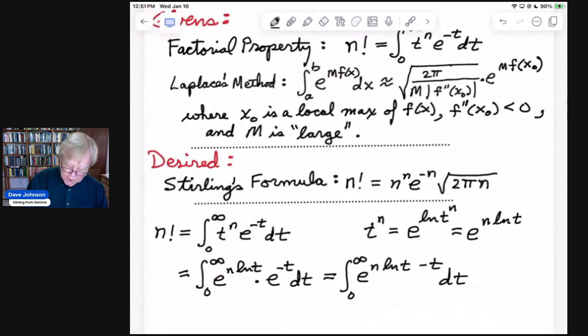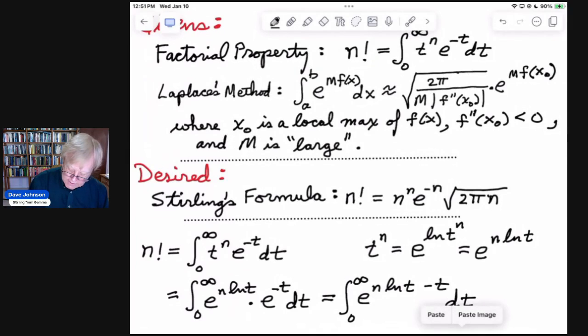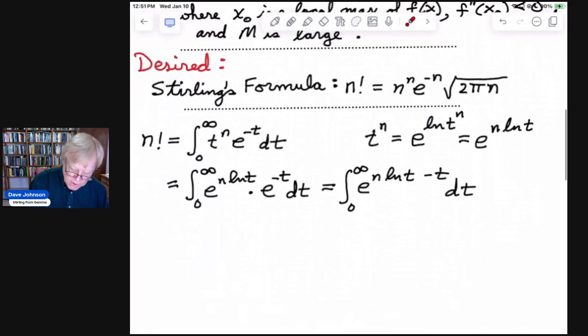Now we're almost there. This isn't quite there yet, because notice we have e to the big number times f of x. And here we have our big number times ln t, but we don't have the big number times this other part here. So we need to be able to factor out the n, but the convenient way to do that is going to be to do a substitution. So we're going to let t equal nx.